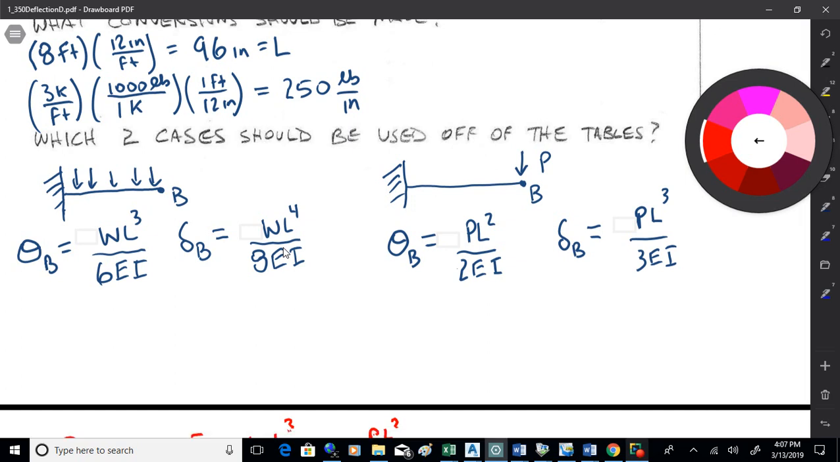Now all I got to do is just plug the numbers I've got into the formula, and then I'll just add the results because the net deflection will be the sum of the two deflections I've got there. The net slope will be the sum of the two slopes. That's all there is to it for this type of problem.